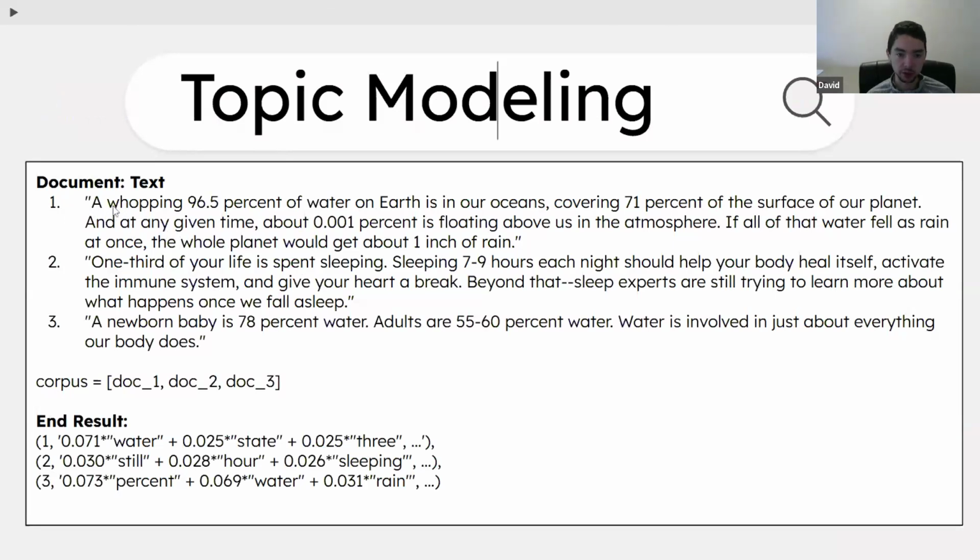We can see the first one has a certain sentiment. A whopping 96.5% of water on Earth is in our oceans, and you can see the mood or emotion in the setting seems to be amazement or wonder. That's an example of a latent variable in text. You can't actually see the emotion or measure it directly, but it's inferred from the state of the text.